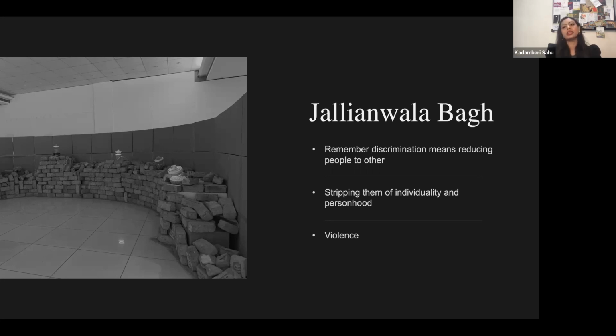If you look at the installation, it is actually like an excavation site that you would go to, and then the artifacts that you would unearth. It's about going into the past and understanding it, so we can avoid this kind of discrimination in the future. And that's what the subject of Jallianwala Bagh dealt with.